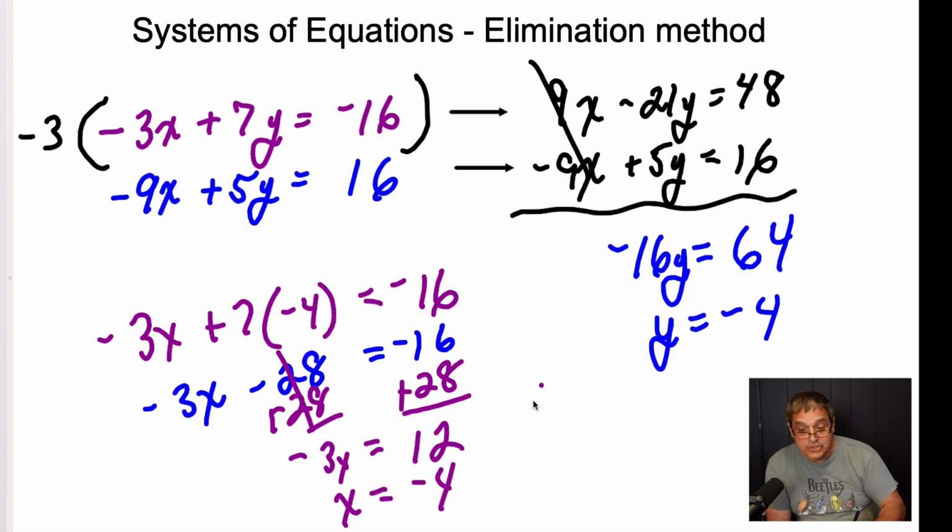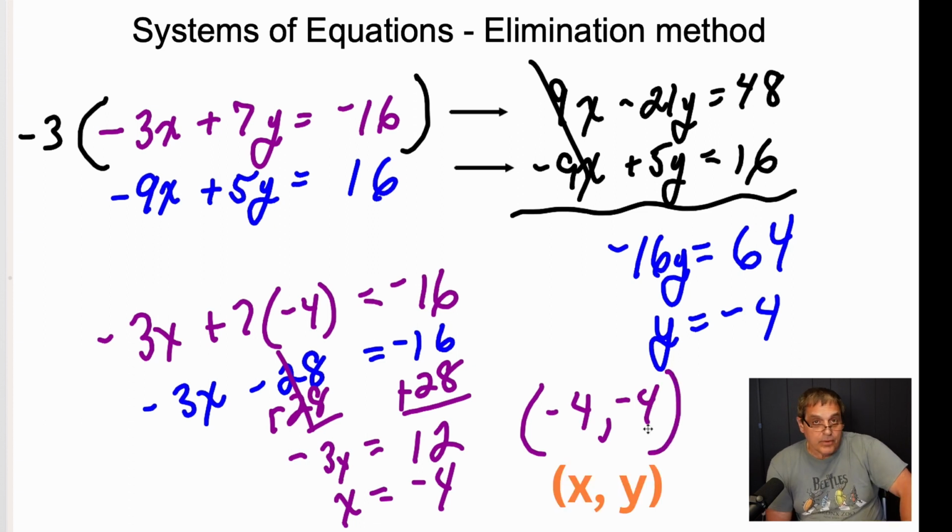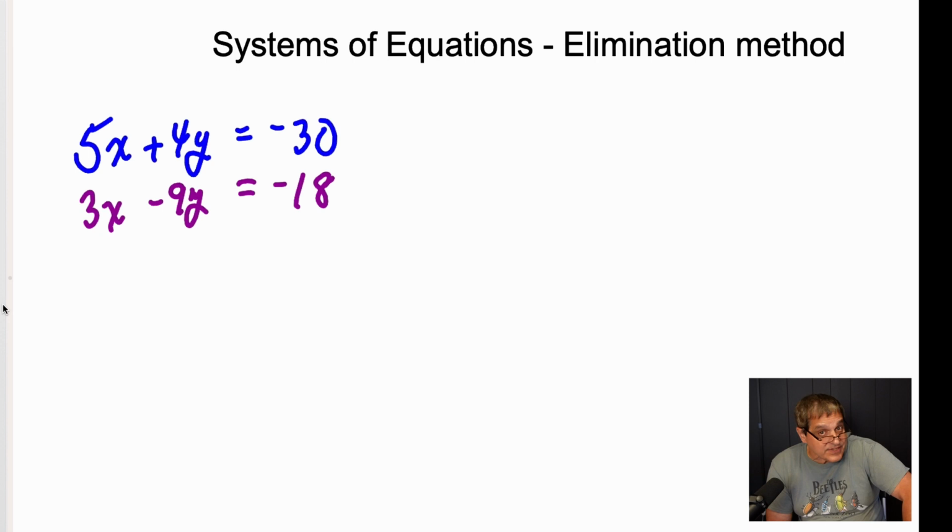So it turns out my solution is negative 4, negative 4. Okay? That point, negative 4 and negative 4, will solve both of these equations. And so it is the solution to the system of equations. Now, what if I have a situation like this?